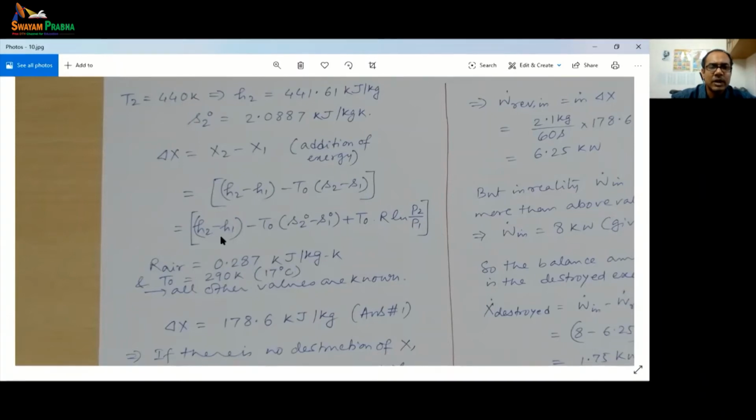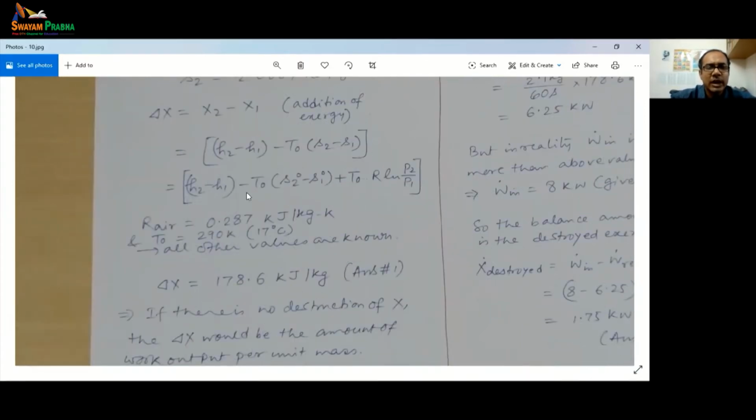Okay, so now H2 minus H1 minus T naught (S2 minus S1). S2 naught minus S1 naught, because S2 minus S1 contains both the temperature dependence as well as the pressure dependence, right? But this S2 naught minus S1 naught contains only the effect of temperature difference. So what you need to include is the effect of pressure. That means T naught into R of natural log of P2 by P1. So this whole thing gives us the change in exergy.